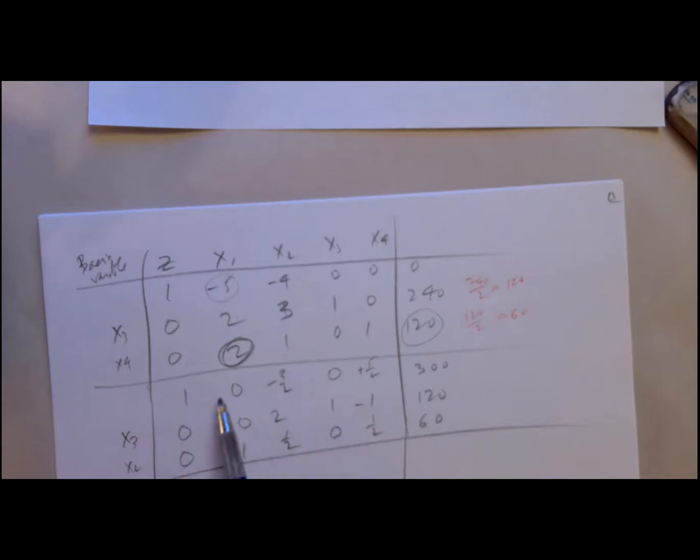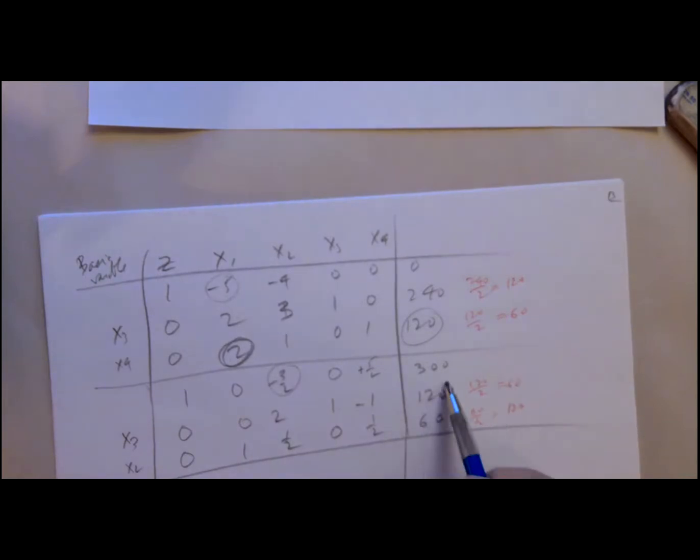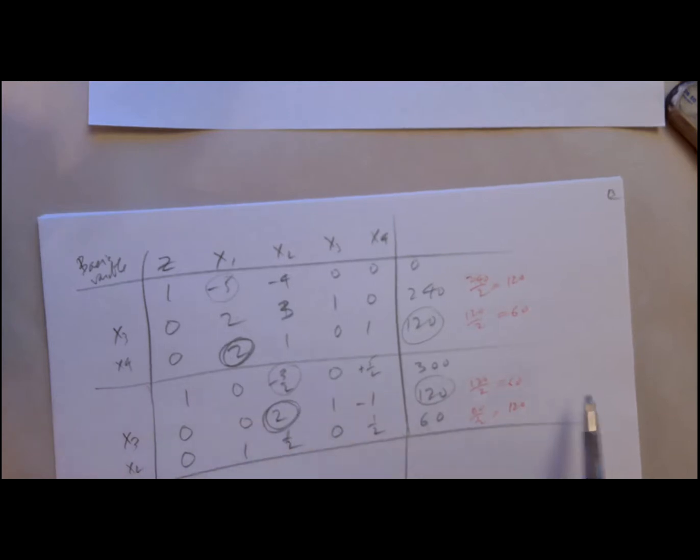I'll look and see if there are any negative numbers on this row. There's only 1. So this is certainly the largest in absolute value. So I look at the ratio of 120 over 2, which is 60, 60 over a half, which is 120. The smaller of these two is 60. So in this column, in this row, that's the pivot number. So I want to make that a 1, which I can get by multiplying this row by a half. I get 0, 0, 1, a half, minus a half, 60.